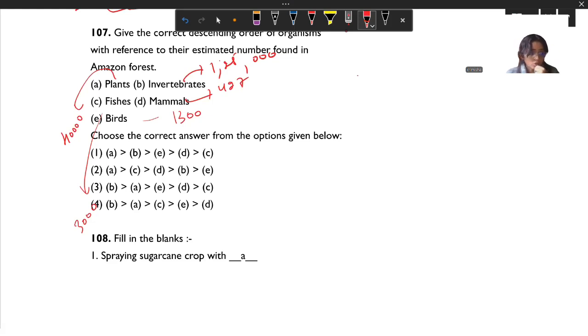So the biggest one is P, invertebrates. After invertebrates, we have plants, A. After plants, we have fishes. After fishes, we have birds and then mammals. So it is B, A, C, E, and D. So the answer would be the fourth option. The fourth option is the correct answer to the question.